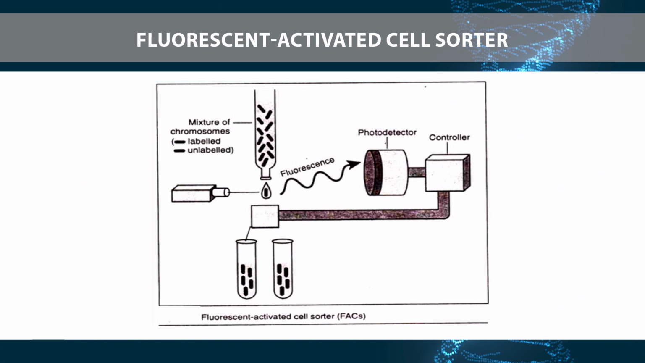Next technique is fluorescent activated cell sorter. So, fluorescent activated cell sorter is a machine that can rapidly separate the cells from a mixed suspension of mixture of cells on the basis of presence or absence of fluorescence. This method is used to screen those genes of interest whose protein products are expressed on the surface of a cell.